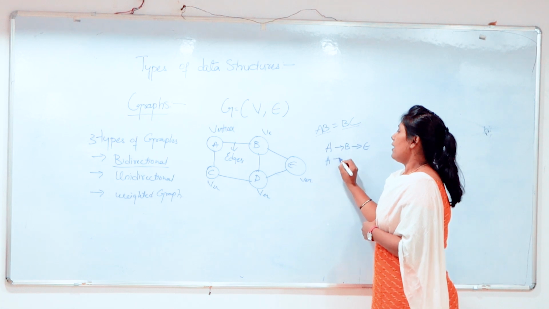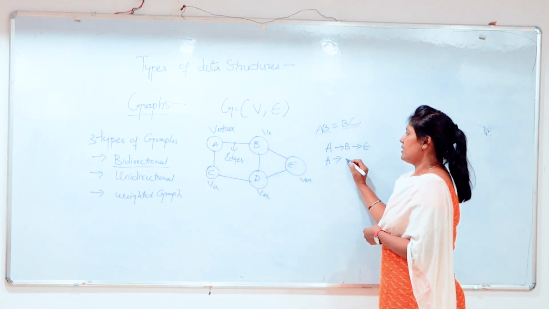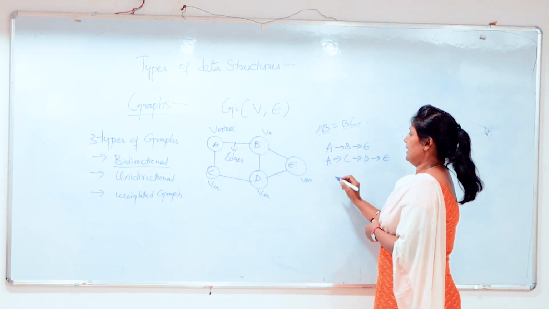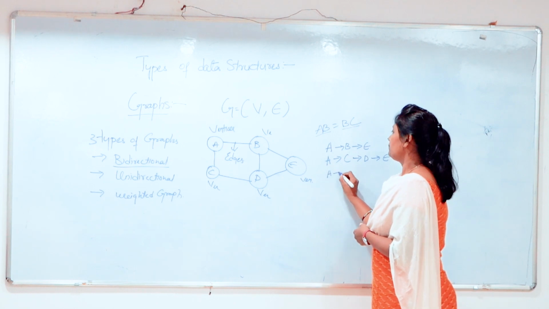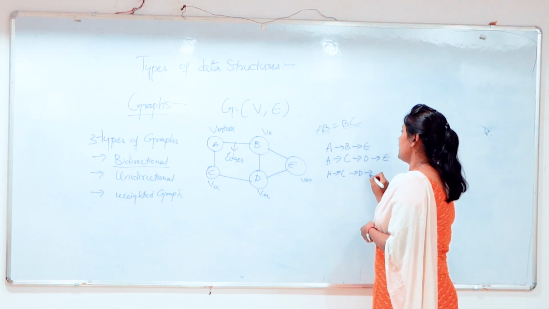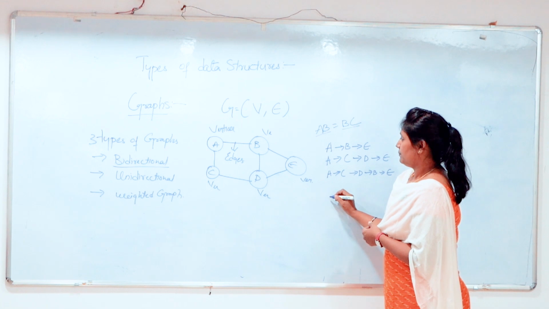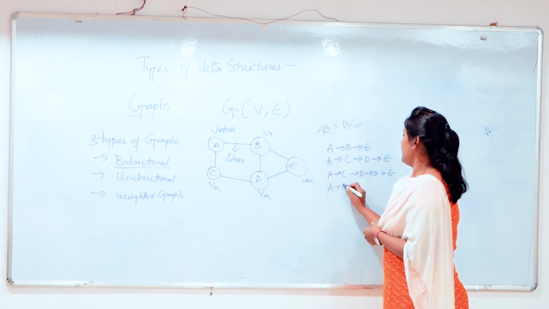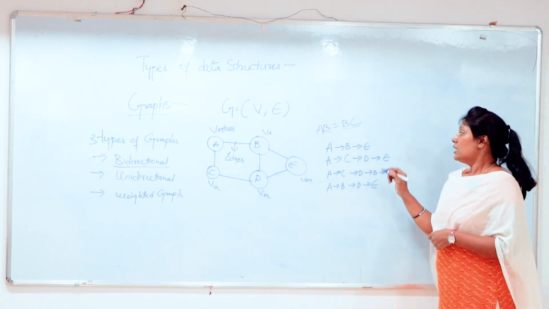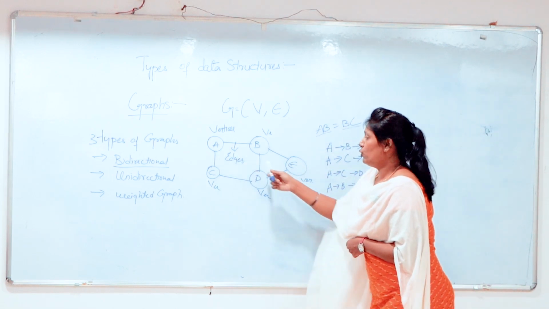Now we will see what the other possible ways are to traverse from A to E. A to C, C to D, D to E. And A to C again, C to D, D to B, B to E. Next, A to B, B to D, D to E. These are the 3 different ways we can traverse from A to E.